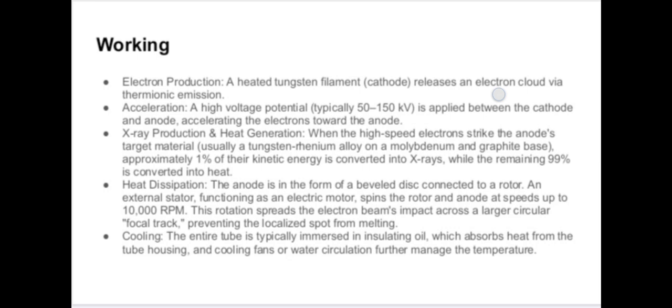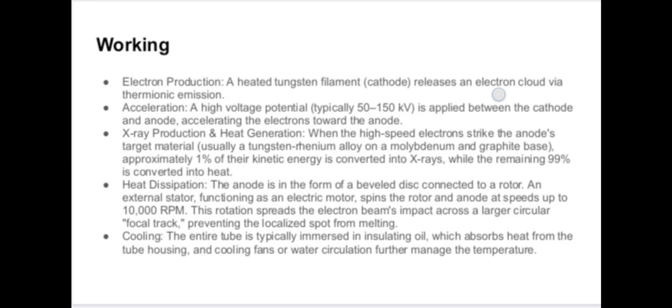Then X-ray production. When these high speed electrons strike the anode's target material, usually a tungsten rhenium alloy on a molybdenum or graphite base, approximately 1% of their kinetic energy is converted into X-rays, while the remaining 99% is converted into heat and must be dissipated.